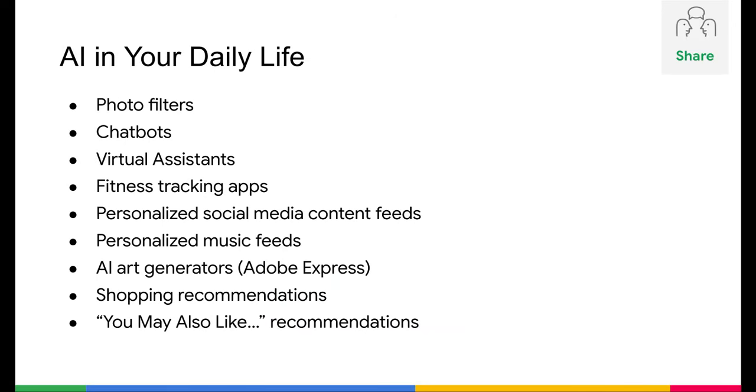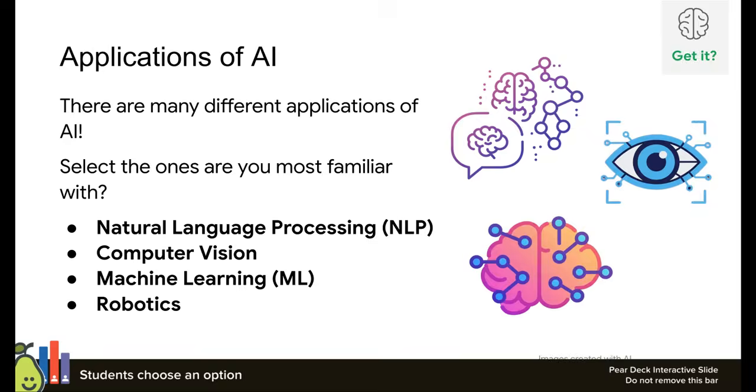So AI in your daily life, some people use it for photo filters, chatbots, virtual assistants, fitness tracking apps, personalized social media content feeds, personalized music feeds, AI art generators like Adobe Express, shopping recommendations, or you may also like recommendations. And there are many different applications of AI. Select the ones you are most familiar with. There's natural language processing, computer vision, machine learning, and robotics.